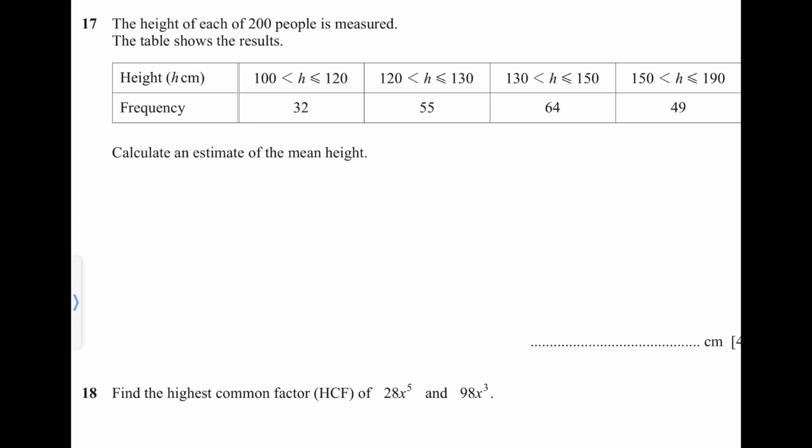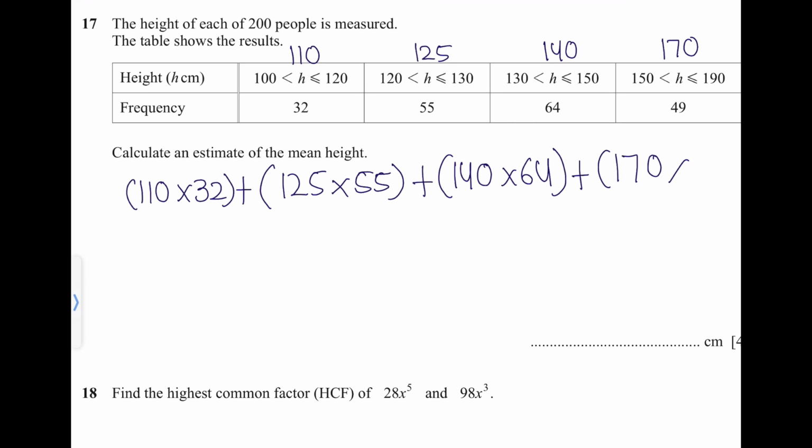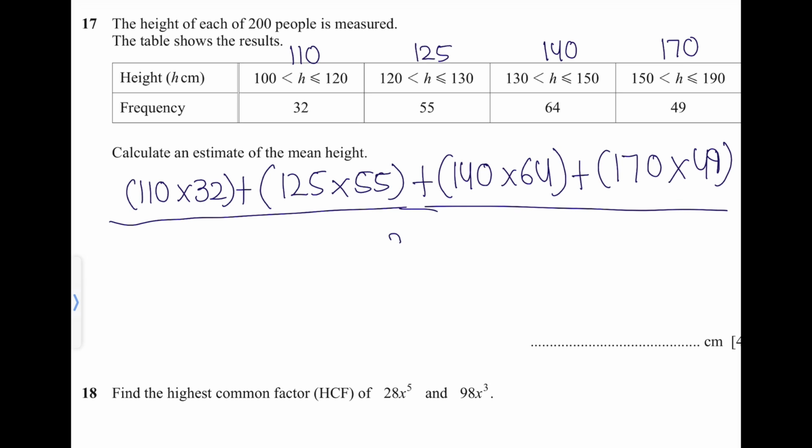So from 100 to 120, the mid is 110, 120 to 130, 125, then 130 to 150, 140, and 150 to 190, 170. So for the frequency, it would be 110 into 32 plus 125 into 55 plus 140 into 64 plus 170 into 49, divided by 200 people. That's because that's the total.